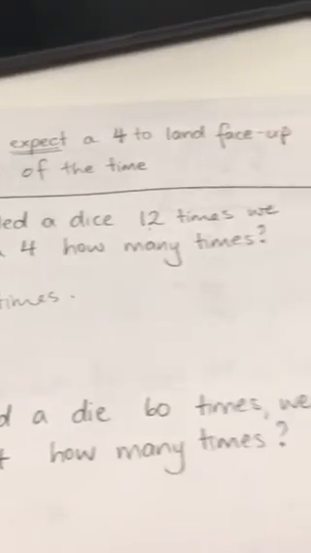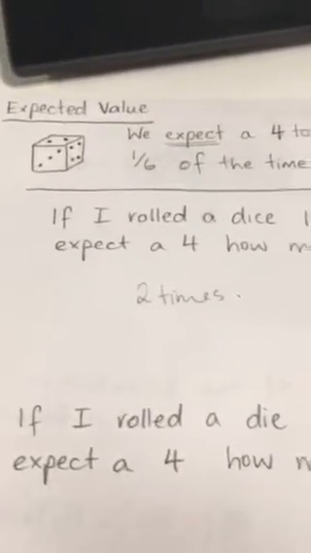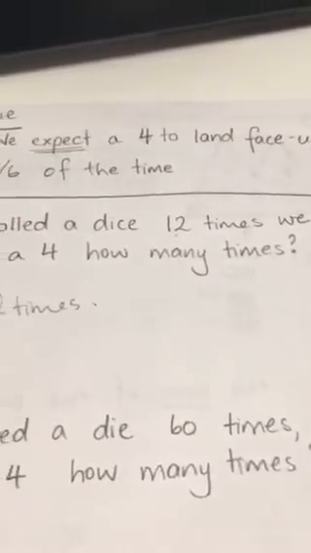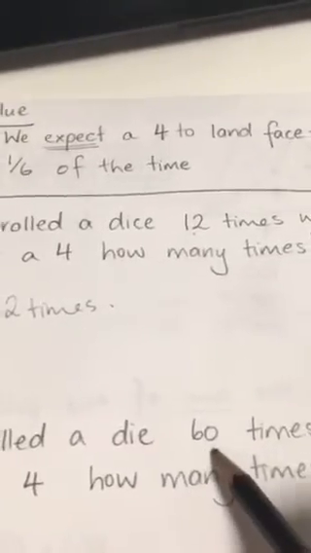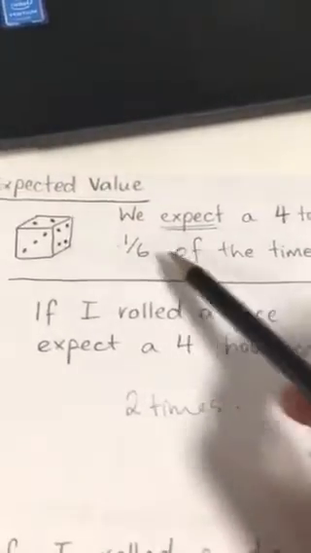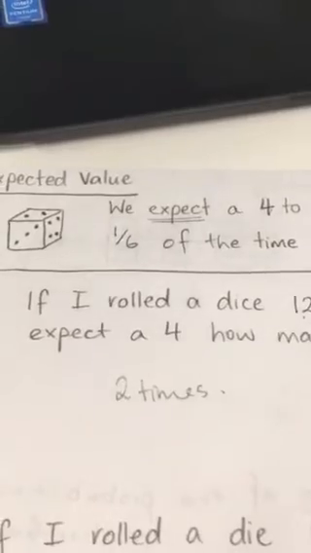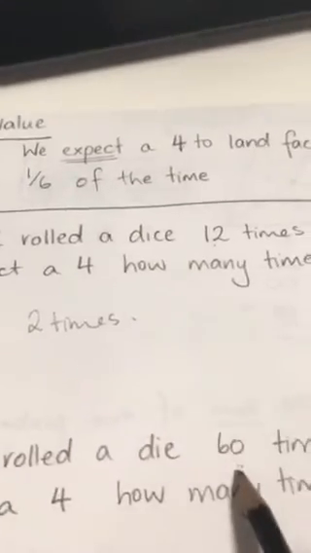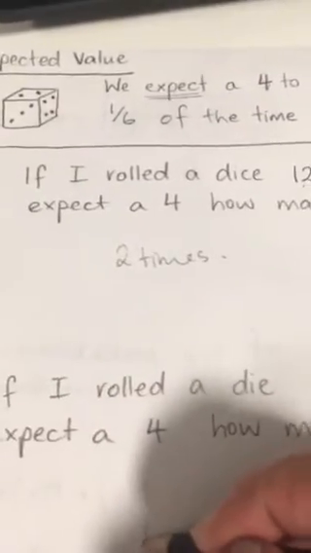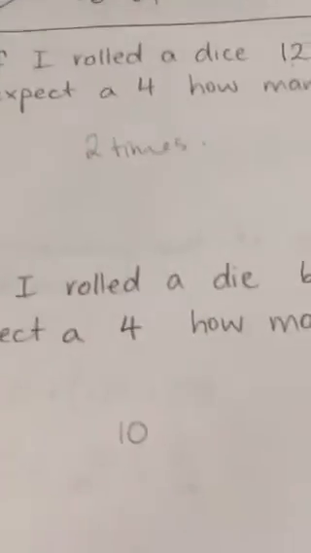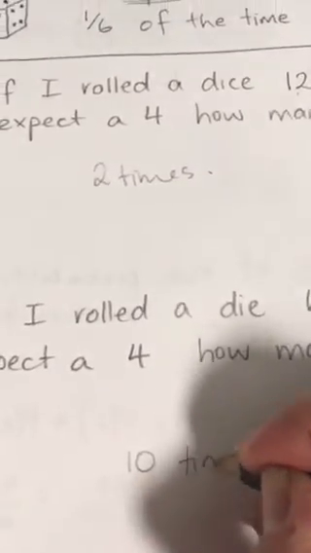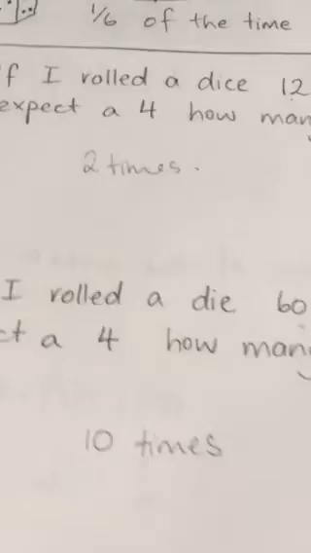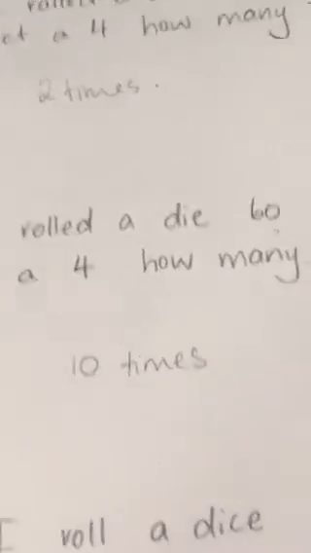And then we might get a question like this. If I rolled a dice 60 times, we expect a 4 how many times? Say, 60. Okay, well, 60 is related to 6. It's sort of like timesing it by 10. So, if I rolled it 60 times, well, I kind of expect it 10 times. And you're doing it basically in your head or with a little bit of intuition.